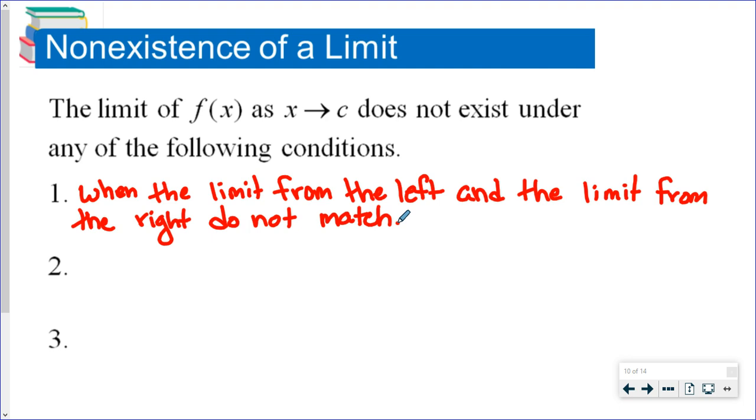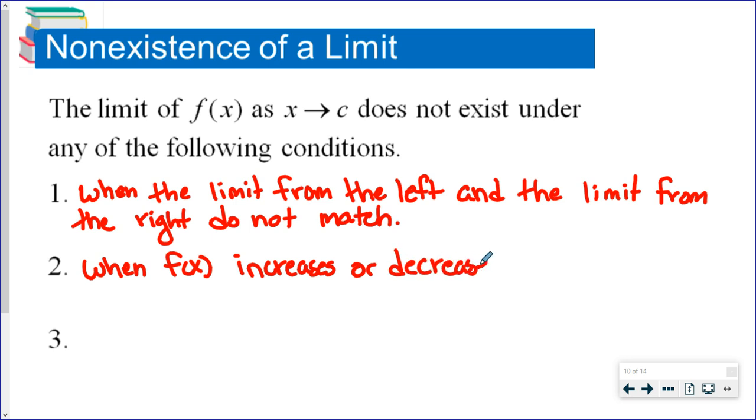Who remembers the second example we looked at where the limit did not exist? Yeah. All right. So we say when f of x increases or decreases without bound, that means that it just goes to positive or negative infinity.